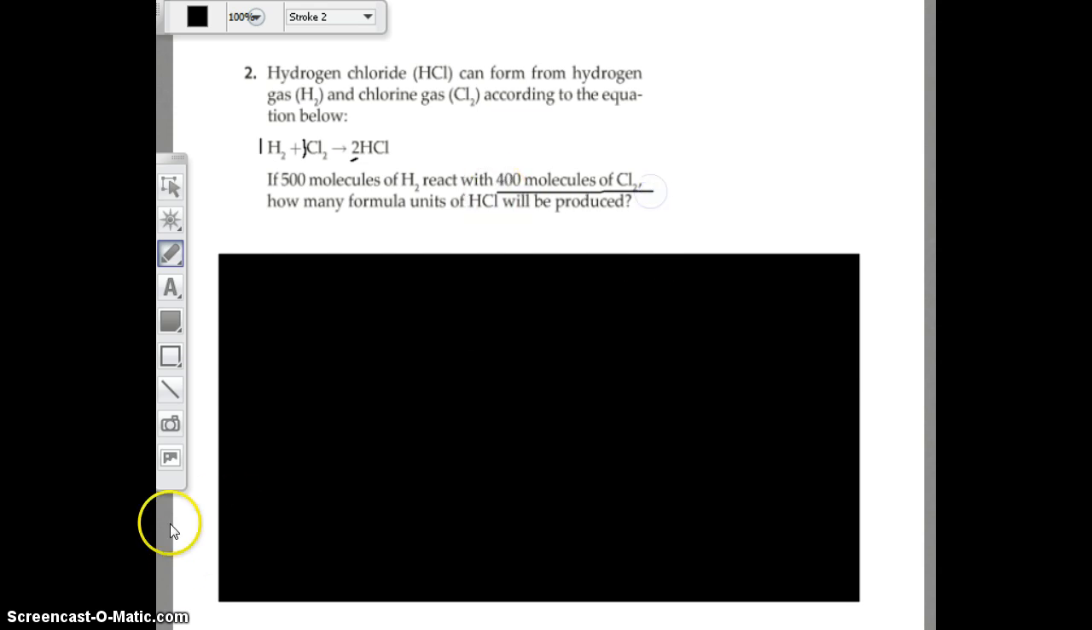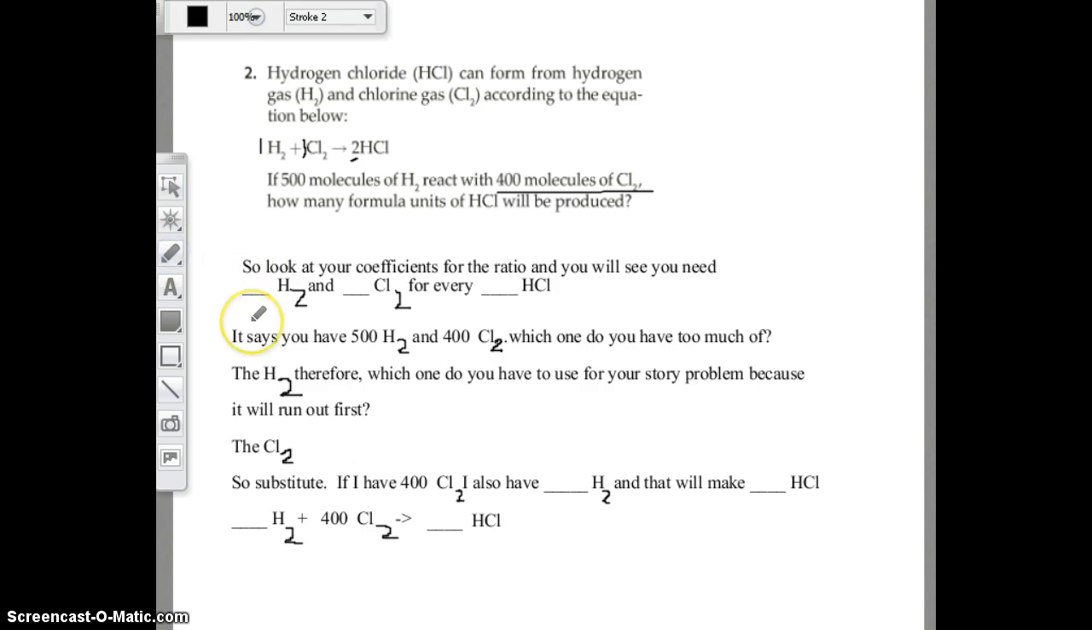There's not enough chlorine. So again, look at your coefficients for this ratio, and you will see you need 1 H2 and 1 Cl2 for every how many HCl's? 2. It says you have 500 H2 and 400 Cl2s. Which one do you have too much of? The H2. Therefore, which one do you have to use for your story problem because it will run out first? You have to use the Cl2. So substitute. If I have 400 Cl2s, I have how many H2s? Well, for every 1, I have 1. Therefore, I have 400 total.